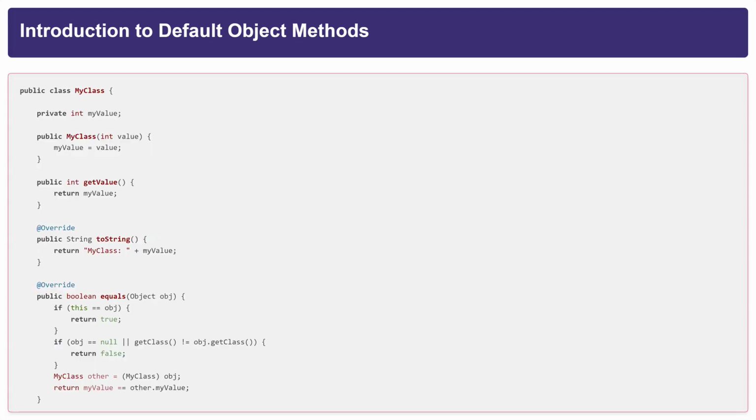Here is an example of a class that overrides the default object methods. The toString method is overridden to return a string representation of the MyClass object. The equals method is overridden to compare the myValue fields of two MyClass objects. The hashCode method is overridden to generate a hashcode based on the myValue field.